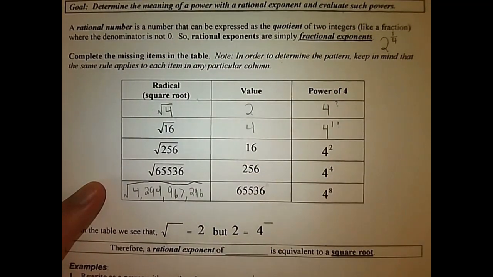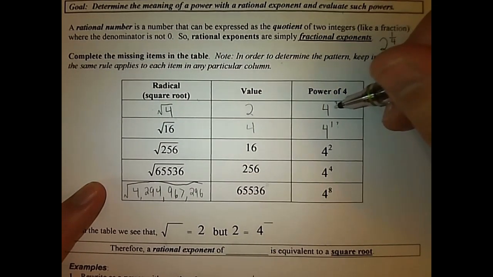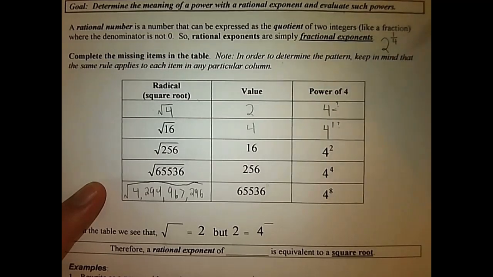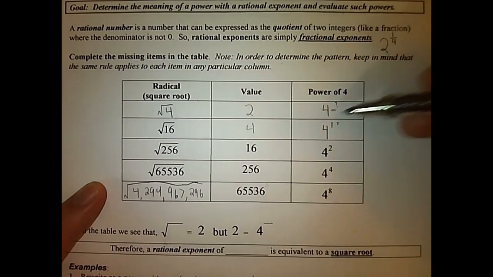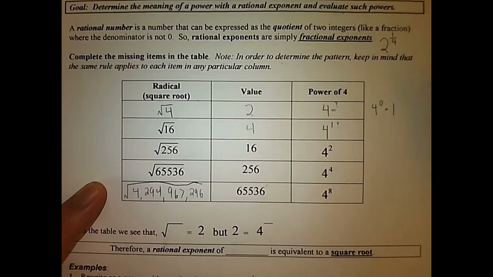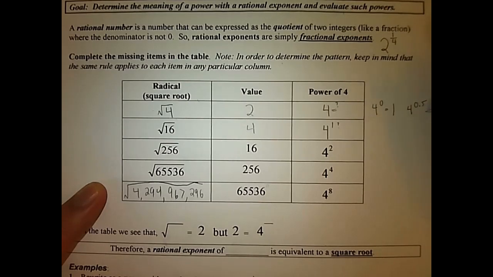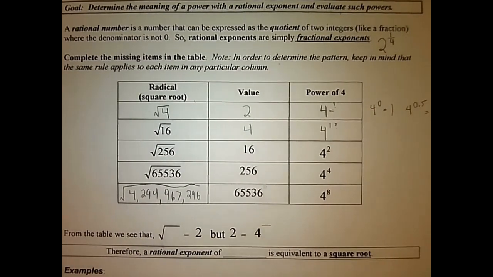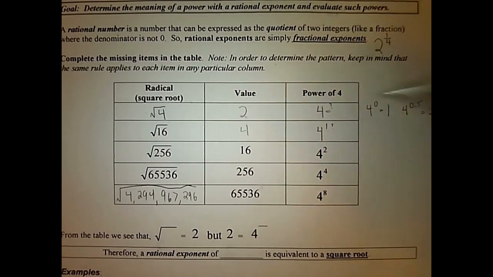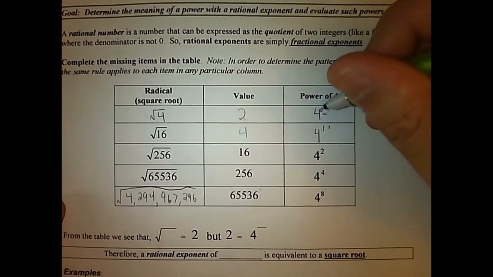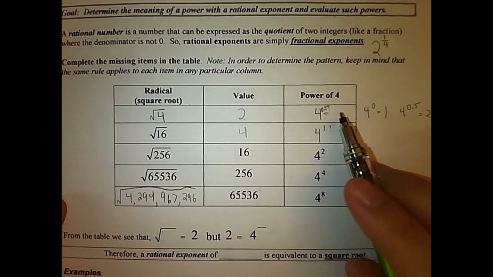So what are we going to have for our power for this number now? Well, I know if I had 4 to the power of 0, that would just equal 1, so that does not equal 2. So what's a number between 0 and 1 that I could use to get this? What if I typed on my calculator 4 to the power of 0.5, halfway between those two numbers? If I did that, I'm going to get 2. So our exponent can be 0.5 or half.